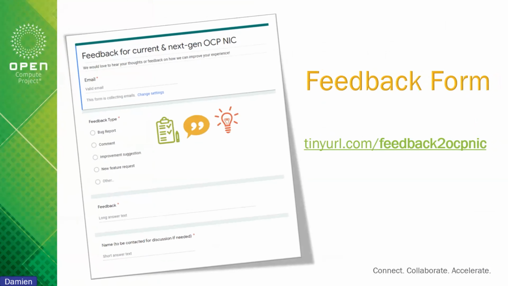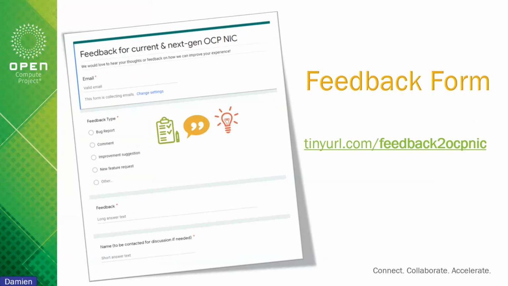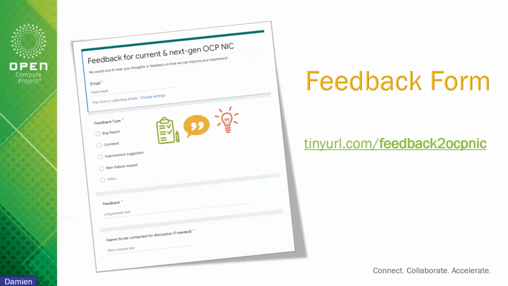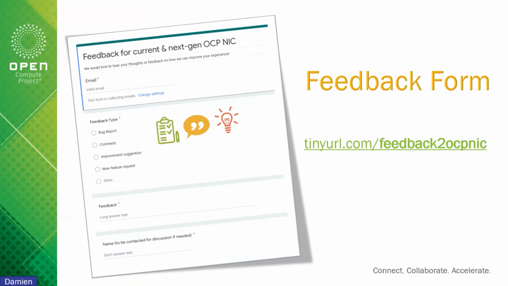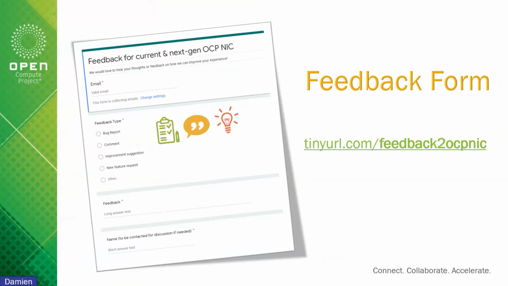As every work group, we will need your support to give us feedback on whether we are heading in the right direction. For this, we have a feedback to OCP NIC URL below for you to engage with us. You can send us email, I get it from time to time. You can send us feedback through the form, such as bug reports, comments, suggestions, new feature requests. Put them into the tool, put them in the form, we definitely would like to hear your thoughts and feedback to improve the overall experience and the ecosystem.